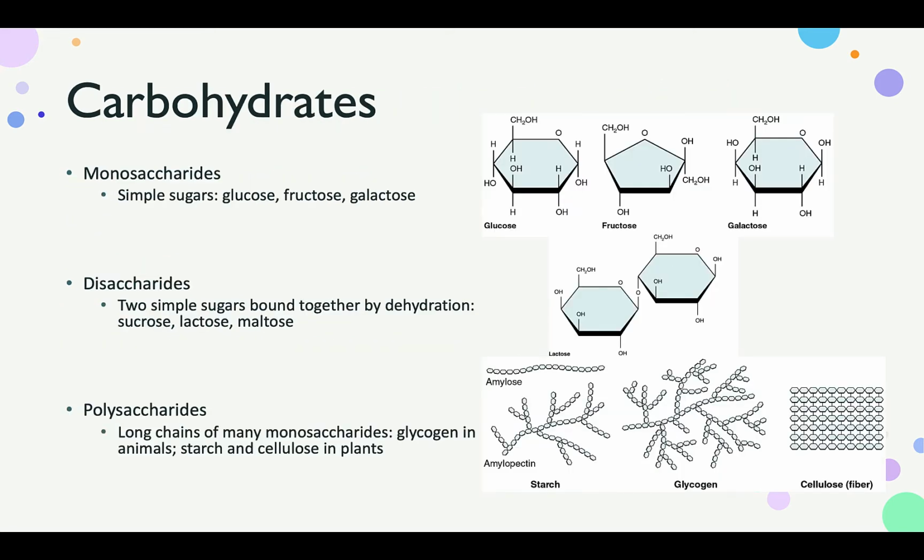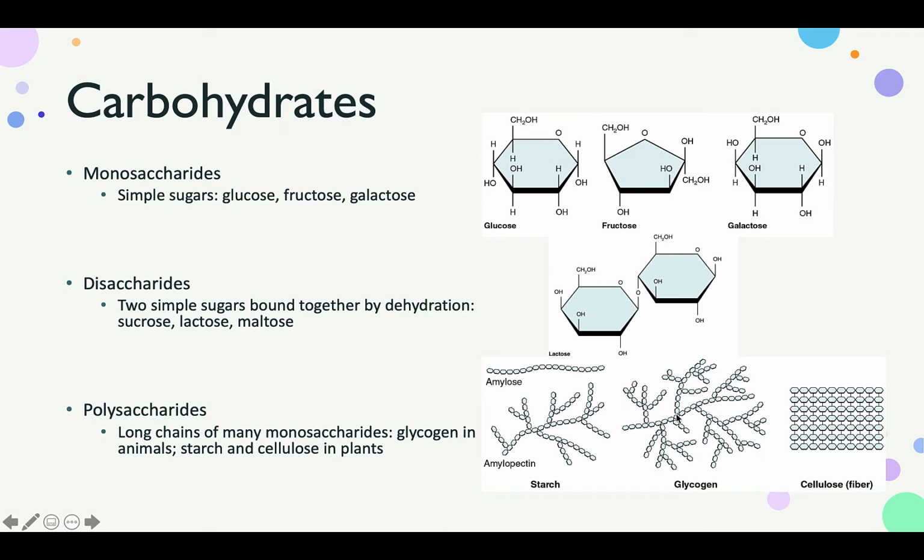So starting off, we'll begin with carbohydrates, which include different types of saccharides. The main monosaccharide that we're going to focus on in this class is glucose, which is used by cells for energy. Disaccharides are two simple sugars bound together, thus they need to be digested so that we can get simple sugars to be used for cellular processes. Polysaccharides are simply long chains of monosaccharides.